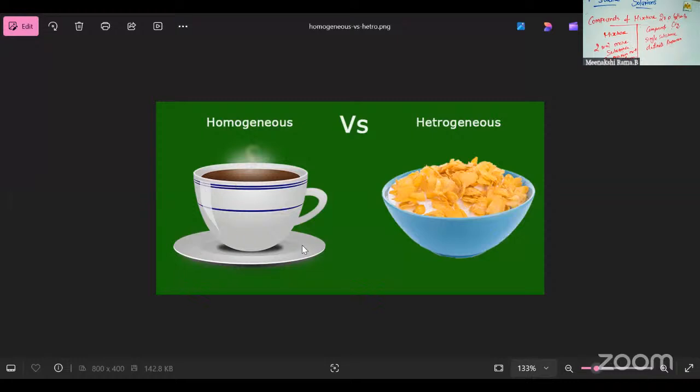So this is homogeneous, this is heterogeneous. There are two types of mixtures. One is homogeneous, another one is heterogeneous. Homogeneous means the material is completely dissolved. We can't separate the components. In a heterogeneous mixture, yes, the components can be easily separated. So this is the main property of homogeneous and heterogeneous mixtures. Homogeneous mixtures are true solutions and alloys. Heterogeneous mixtures are suspensions and colloids.